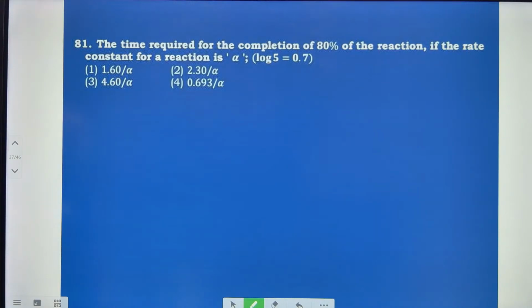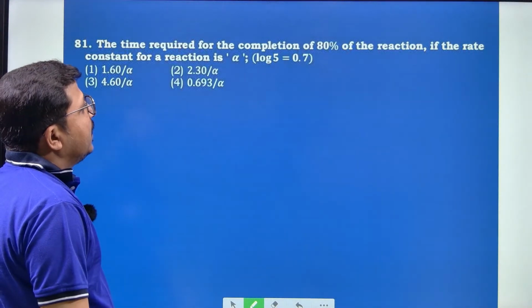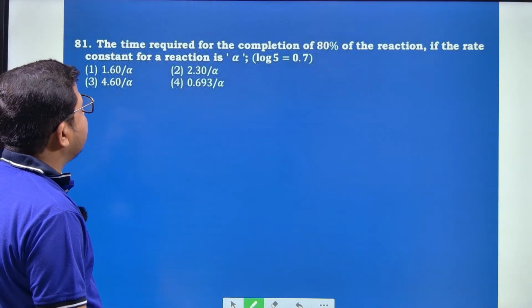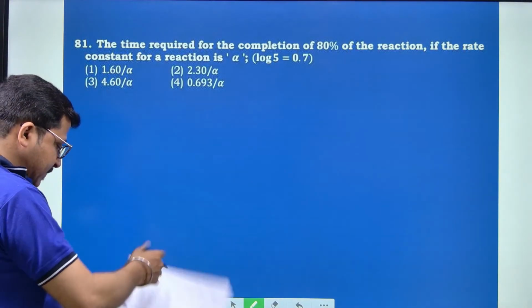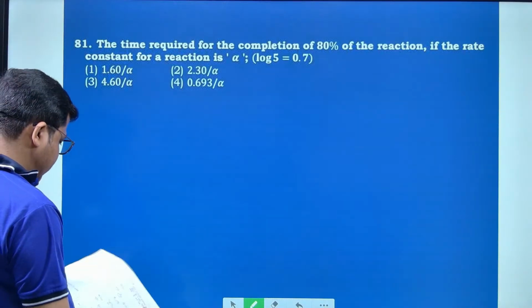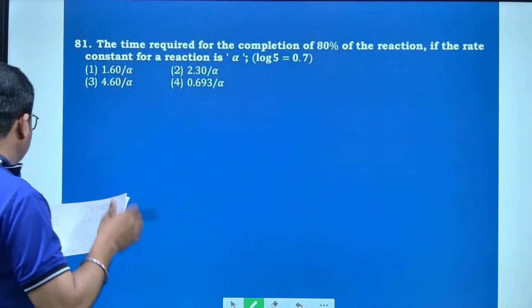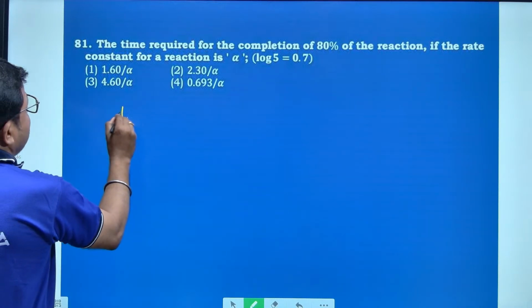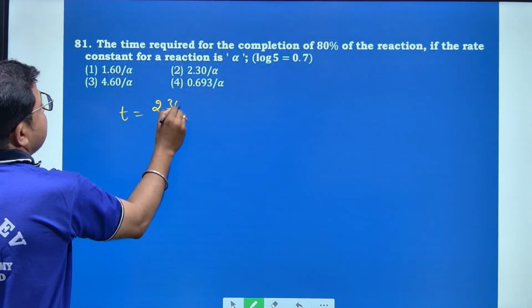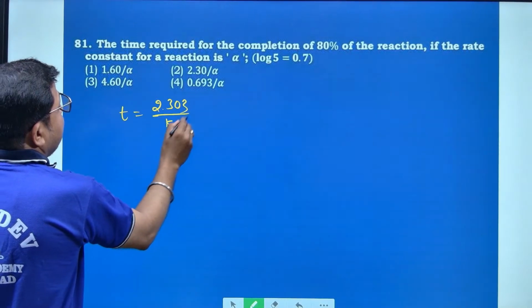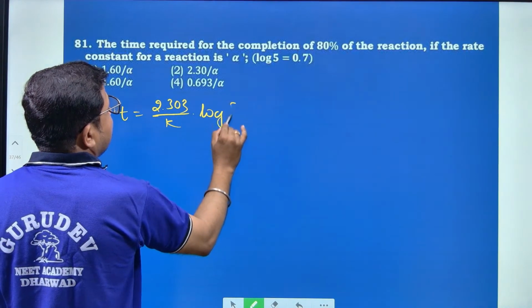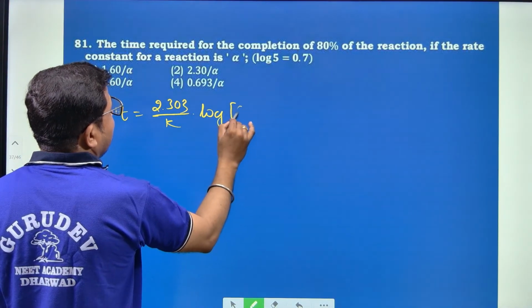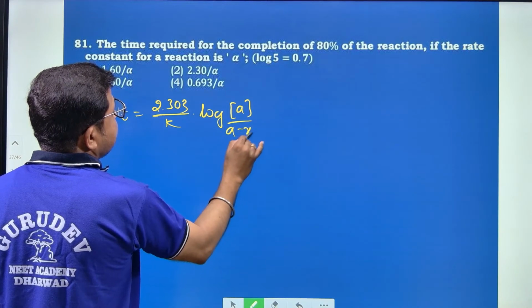And let's move towards the time required for the completion of 80% of the reaction if the rate constant for the reaction is alpha. Okay, let's calculate this one, 81st. That is t is equal to 2.303 divided by k into log of a divided by a minus x.